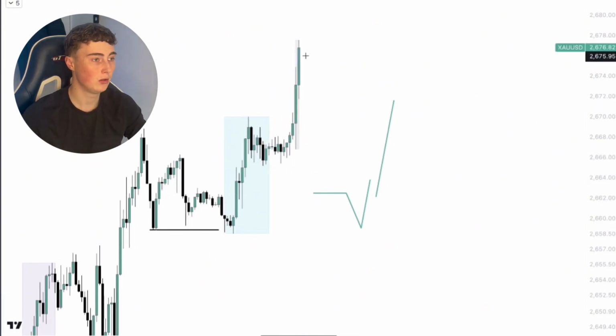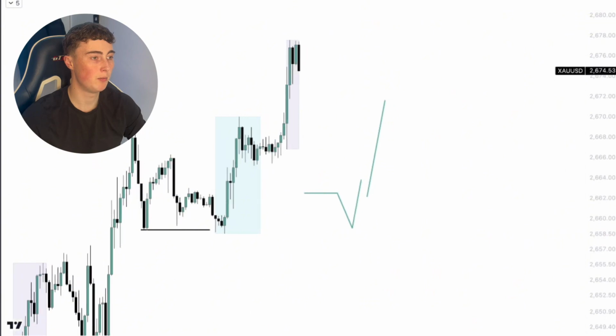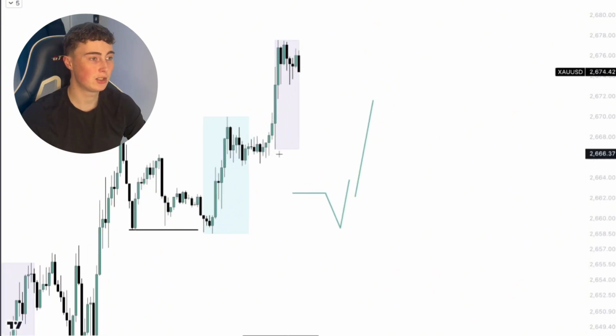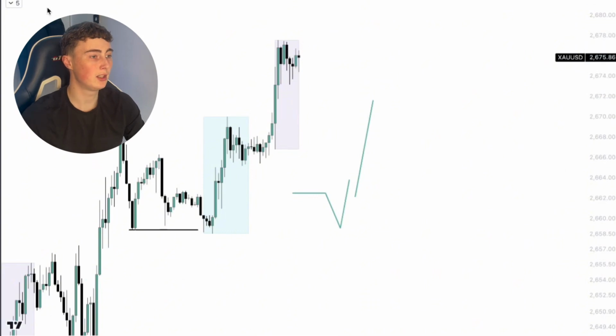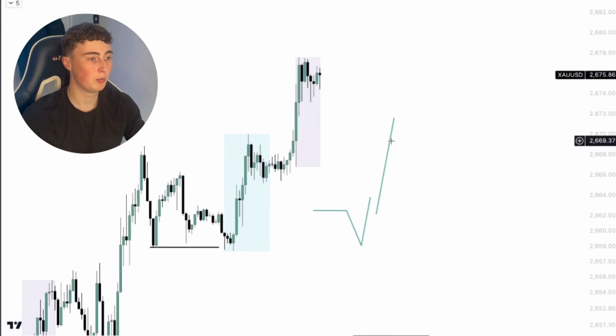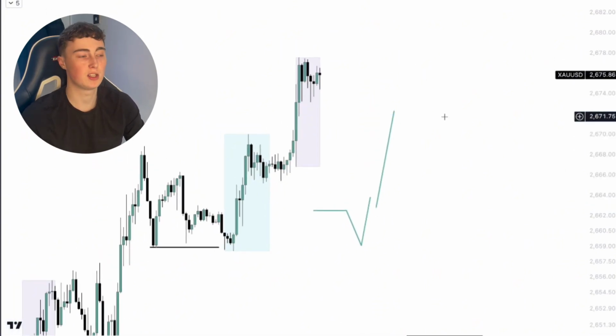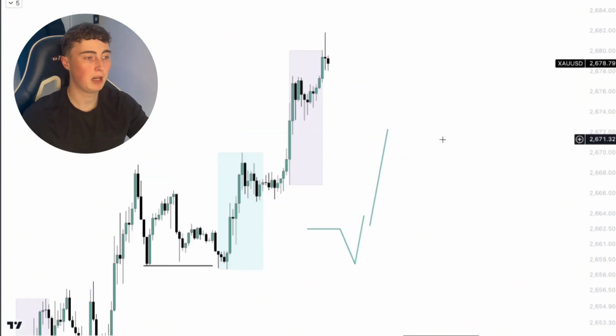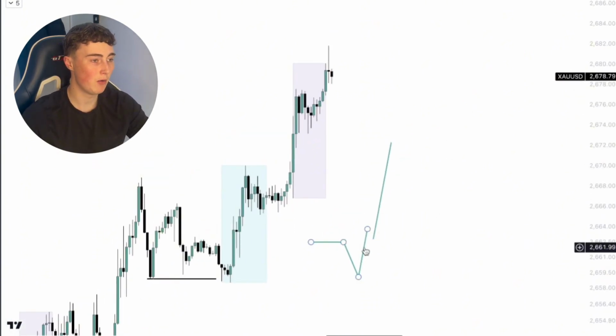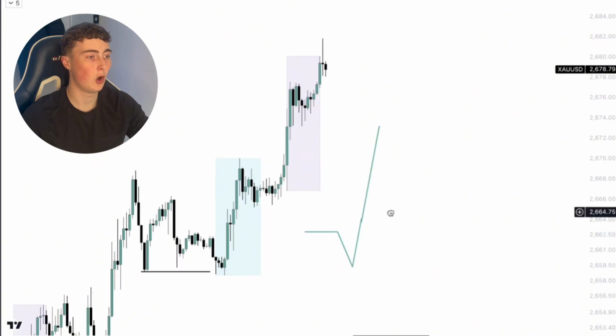And it's not until the London kill zone begins, which is this purple box here, that price actually starts the expansion to the upside. So again, we've been able to use the daily cycles to accurately predict when price is going to expand within that daily expansion. So now the London kill zone has played out, and in terms of the daily power of 3, this is what we're currently working with: price opening up, moving lower, and starting to expand to the upside.